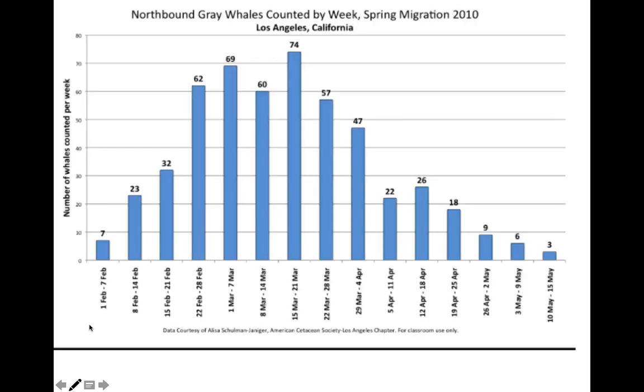All right, so we are going to take a look at the gray whale migration from 2010. Okay, so this, I believe, is in LA, as it says up here in the title. On the y-axis, you see the number of whales per week, and on the x-axis, you're just going to see each of the weeks starting from February up to May. Okay, so what is the highest point? You might want to pause this video and go ahead and write down what the highest point is.